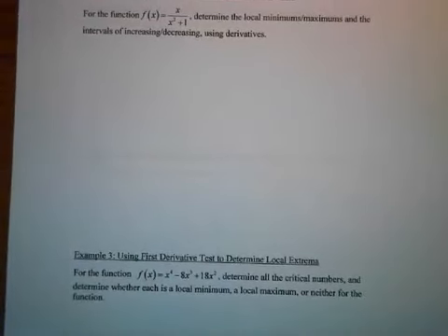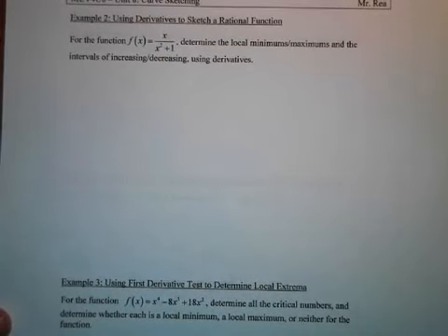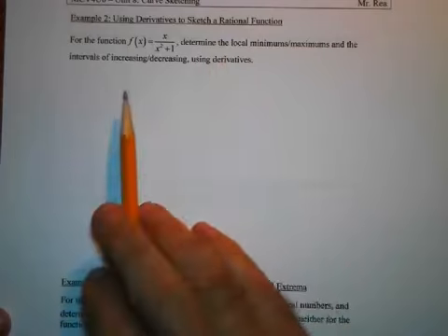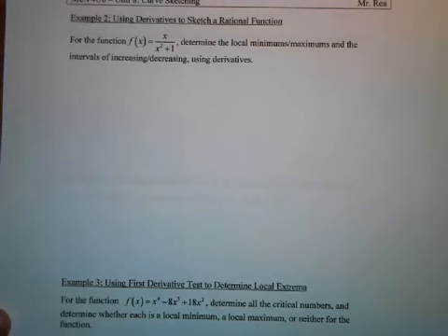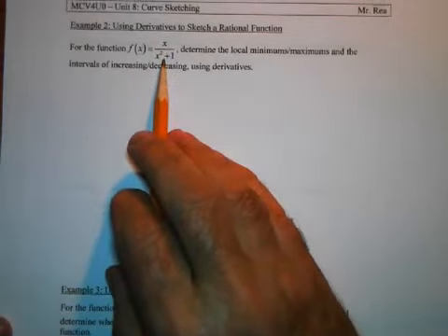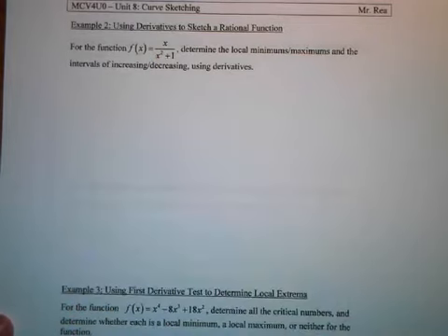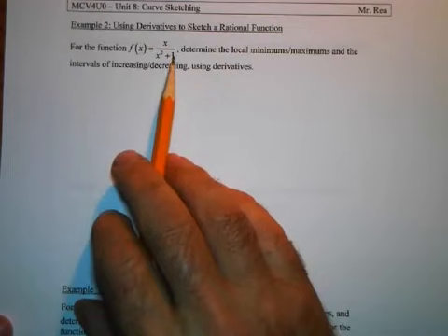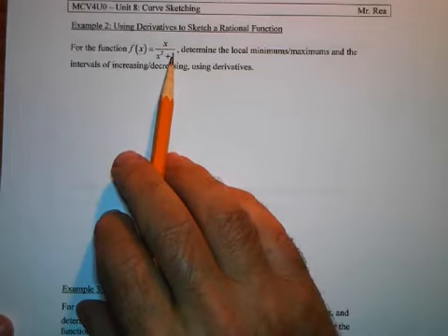All right, so here we do have our rational function. So for this function f of x equals x over x squared plus 1, determine the local mins and maxes and the intervals of increasing, decreasing using derivatives. Okay, so now if I'm taking the derivative of f of x, I could either do product rule or quotient rule. I could change x squared plus 1, put brackets around it with a -1 exponent and then just use product rule. But again, it's whatever you prefer.